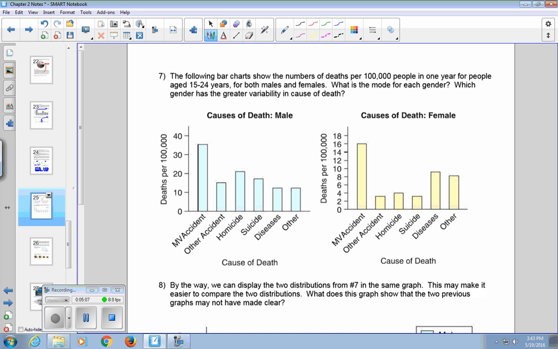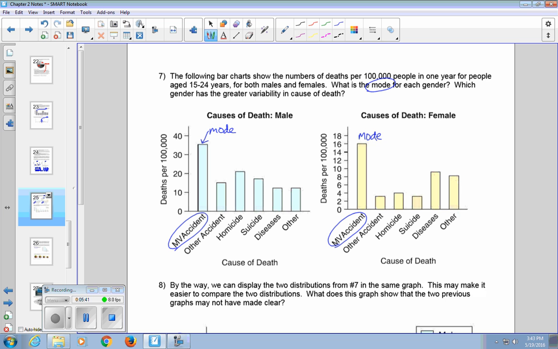Okay, number 7, the following bar charts show the numbers of deaths per 100,000 people in 1 year for people aged 15 to 24 years for both males and females. What is the mode for each gender, and which gender has a greater variability in cause of death? So mode, we want to know which cause of death was most frequent for each gender. So for males, here's our mode. And note that that is for motor vehicle accidents. For females, turns out motor vehicle accidents are also the mode as well.